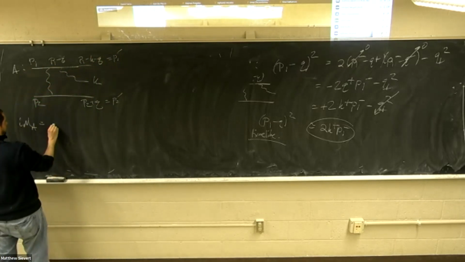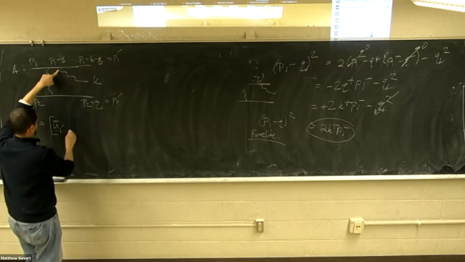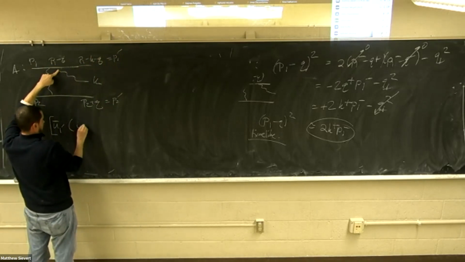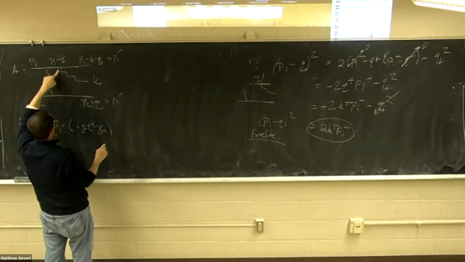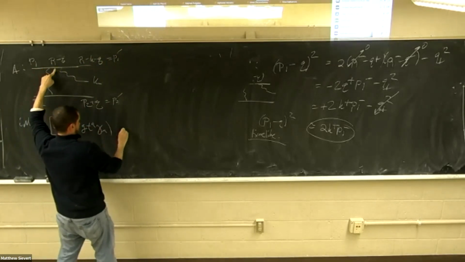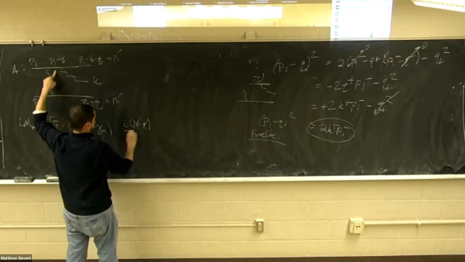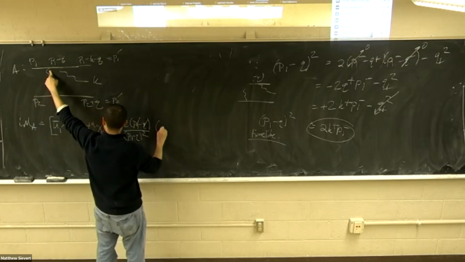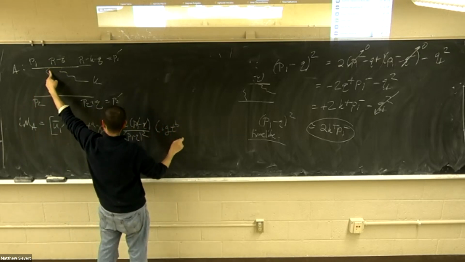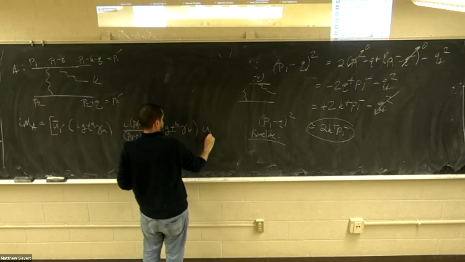So up here I have U bar of particle 1 prime. I have this emission vertex, which is i g T^A gamma^mu. I have this propagator, which is i (P1 minus Q) slash over (P1 minus Q) squared. I have another vertex, which is i g T^B gamma^nu. And then I have my initial spinor U1.